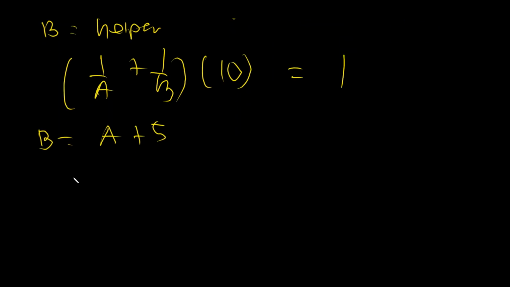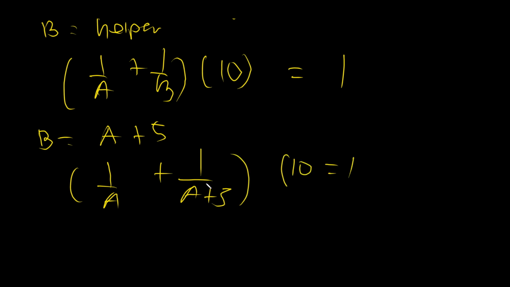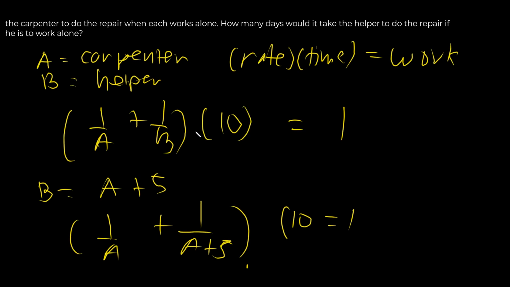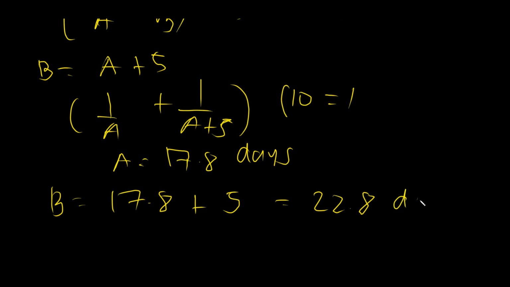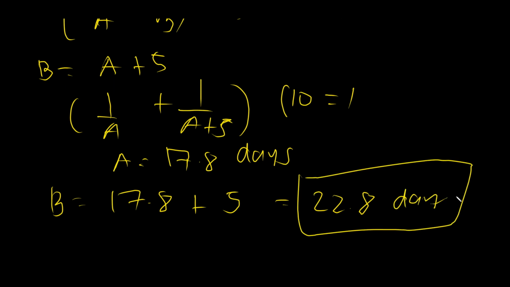So if you substitute, you have 1 over A plus 1 over A plus 5 times 10 is equal to 1. Solving for A, you get 17.8 days. But this is not yet the final answer because this is the time of A, and the question is asking for the time of the helper. So B is 17.8 plus 5 is equal to 22.8 days. This is the final answer.